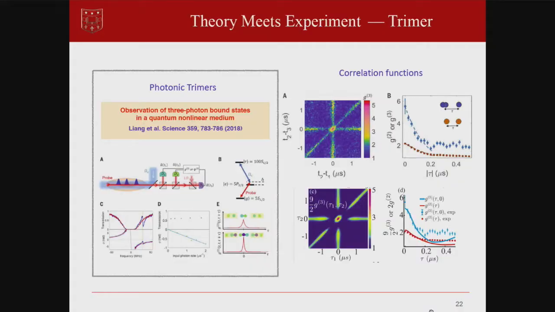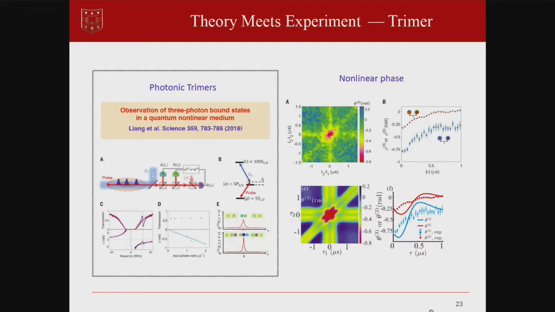with the experiment. Another important metric for this kind of nonlinear optical experiment is the nonlinear phase. Again, the upper panel shows the experimental results depicting the nonlinear phase, and the lower panel is our theoretical results. Again, you can see they are in very good quantitative agreement.